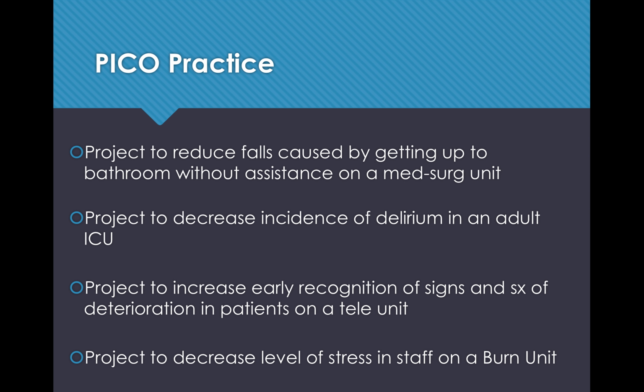The last example on this slide is a project to decrease the level of stress in staff on a burn unit. In this particular case, the P, or population, is the staff on the burn unit. The I, or intervention, would be determined by the literature. The C, or control, would be the current practice. And the desired outcome, or the O, would be a decreased level of stress in staff.